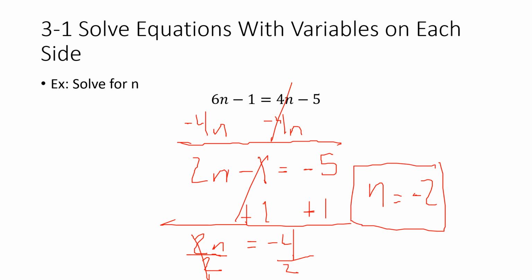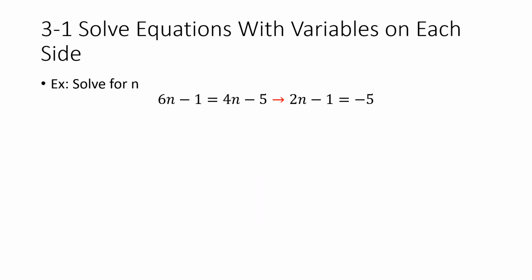All right, once again, I'm going to walk you through this with the slides so you can see what happened nice and neat and get it in your notes. So again, this first step, all we did was subtract 4n from both sides. And that led us to 2n minus 1 equals negative 5.